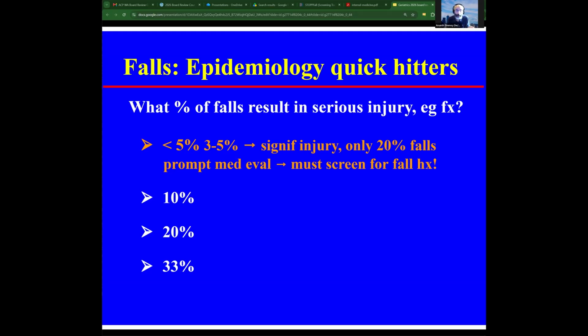But again, if they are falling repeatedly, it is telling you something about their risk. And it really is just a matter of time before one of those falls is going to lead to a serious injury. Maybe about 1 in 20 to 1 in 25 of those. And there'll be something like a broken bone or a subdural or something else really, really bad.